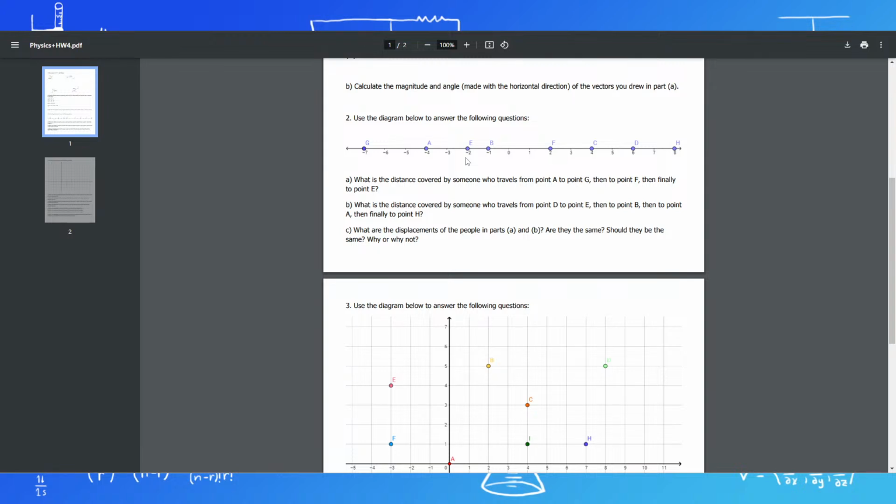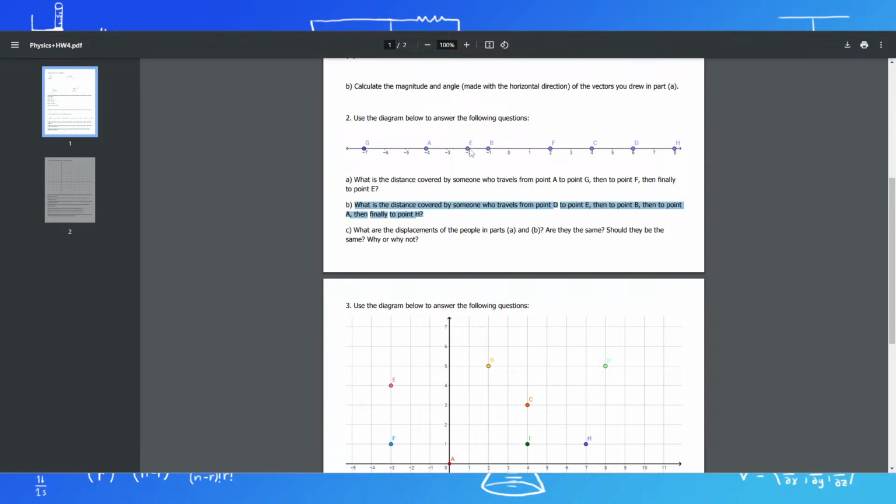So for part A, I'm getting 16 steps in terms of total distance. Okay, part B. What is the distance covered by someone who travels from point D, over here, to point E? So from 6 to -2, that's 8 steps.